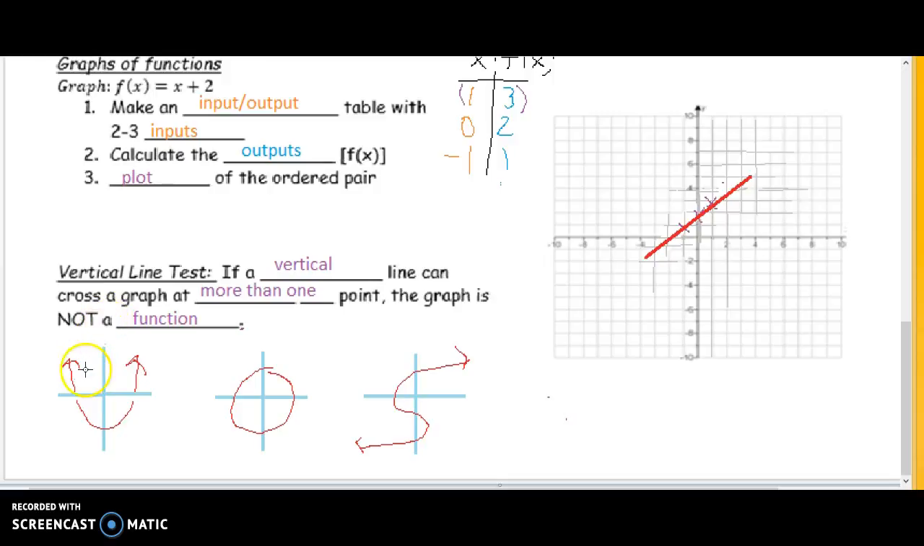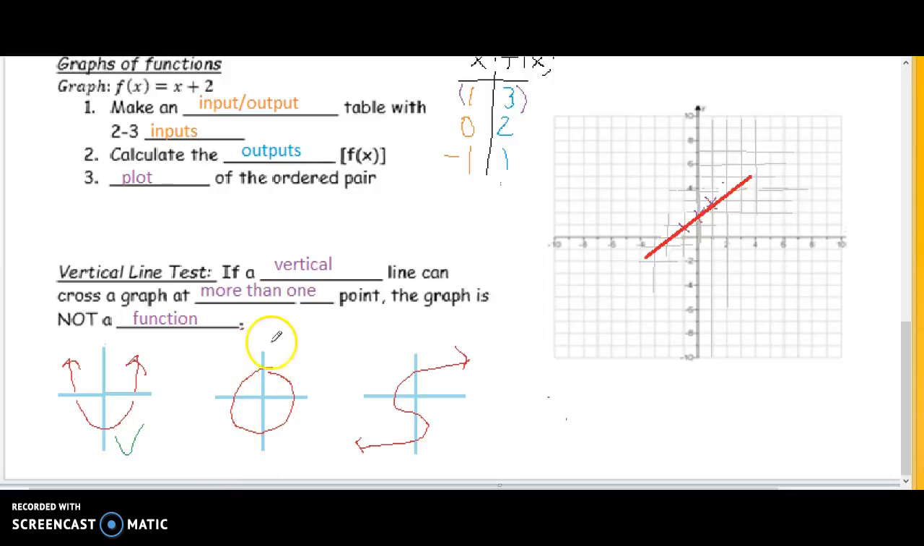So if I'm looking at this parabola, if I use my imaginary line here, I can see that it only touches at one point at any place. So yes, this one is a function. So we'll give this one a check mark. It is a function.